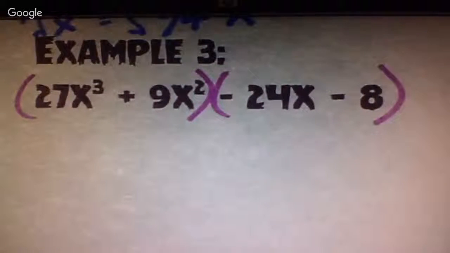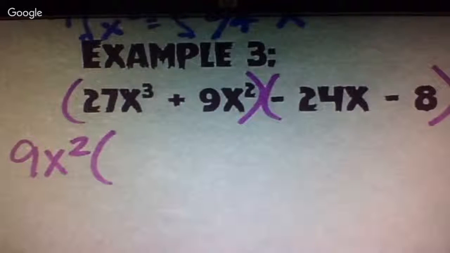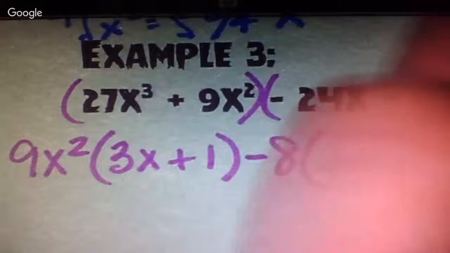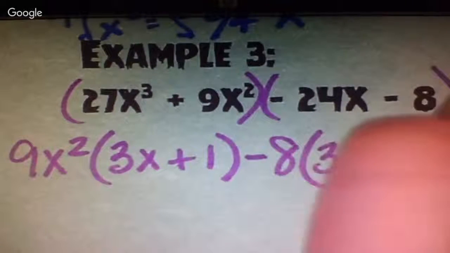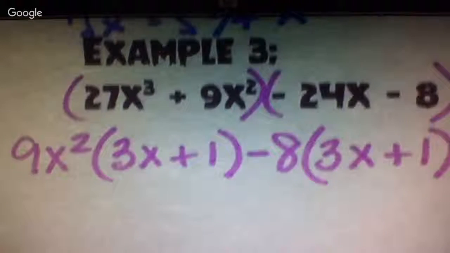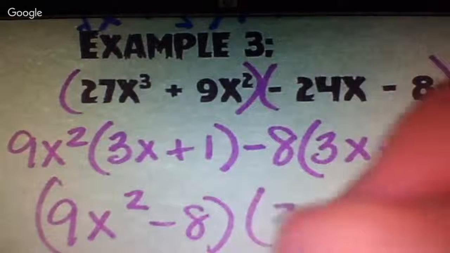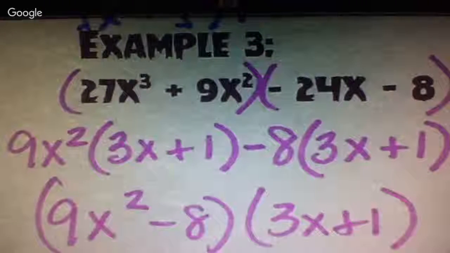Okay, scoochie on down to example 3. You can do 9x squared, right? Okay, so Jackie says I can do 9x squared. I agree. When I do 9x squared, my bad, you couldn't see that. 9x squared leaves me with 3x plus 1. You said negative 8 out of the second one, which leaves me with 3x plus 1. So we end up with 9x squared minus 8 is my first piece. 3x plus 1 as my second piece.